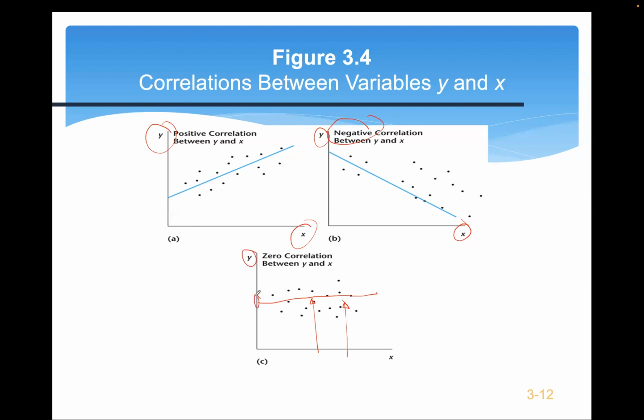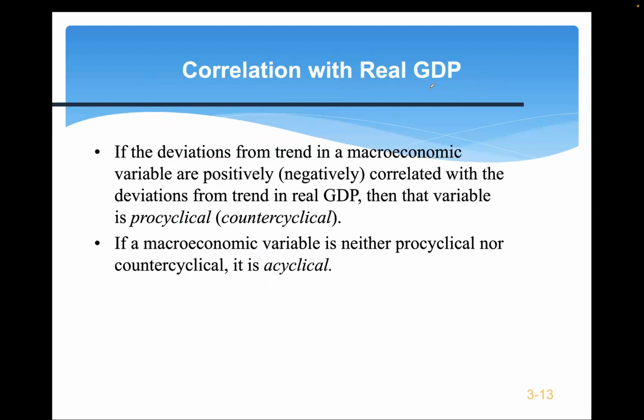Or in other words, for Y, there are many possible X. There's no clear relationship. But here, let's look at the first one. If X increases, this tells us Y is going to increase. And here, if X increases, it's going to tell us that Y is going to decline, right? So this is another way to look at the correlation between two variables, X and Y. Right? Now, let's just look at the correlation with real GDP.